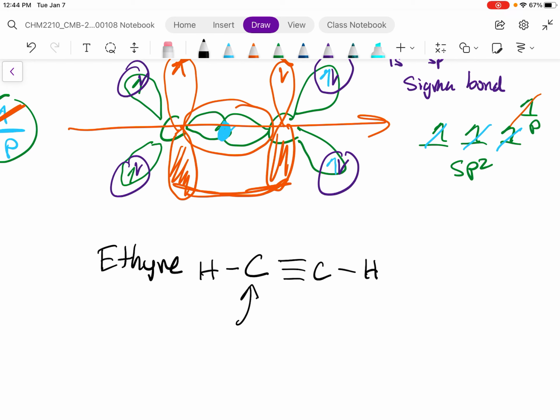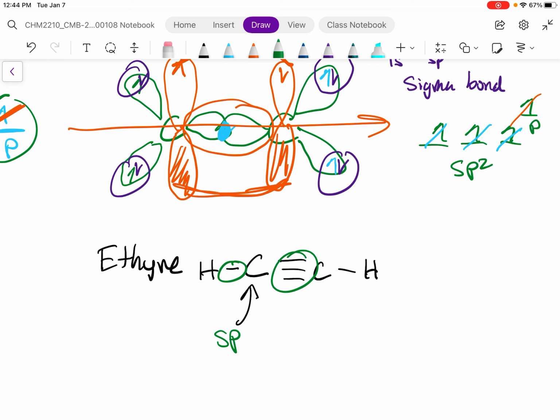SP2? Yeah. SP. It's the same principle that we just learned. Nothing changes. I'm interested in that carbon. How many electron groups are around it? 1, 2. So now we have 2 electron groups. So that makes that carbon SP.